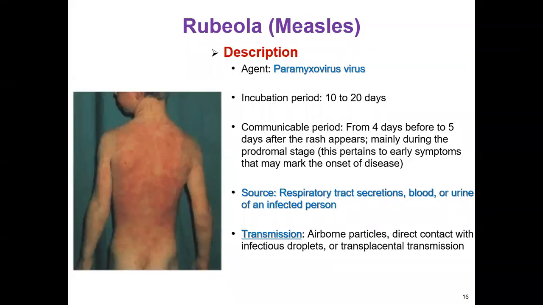So here I'm going to talk about communicable diseases. The first one is Rubeola, also called measles. The organism that causes measles is called paramyxovirus. The incubation period is 10 to 20 days. The source of infection is usually respiratory tract secretion, blood, or urine of an infected person.